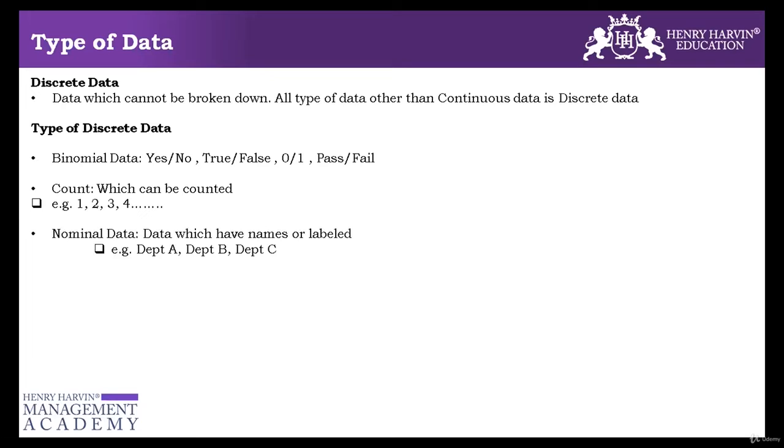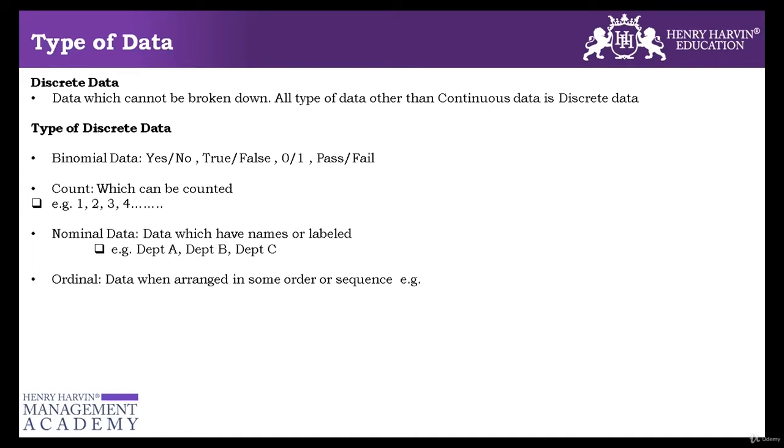Then we have nominal data. Data which have names or labels, like department A, department B, department C, manager 1, manager 2, manager 3, north, south, east. So we are comparing different business units, or dividing the data into different units.